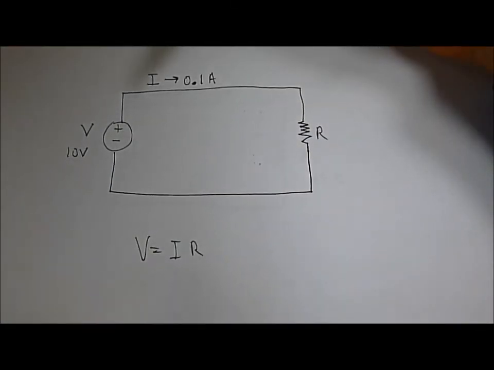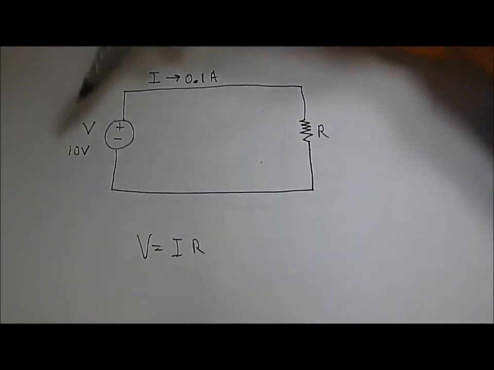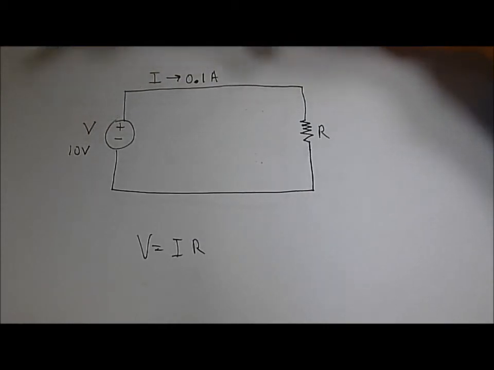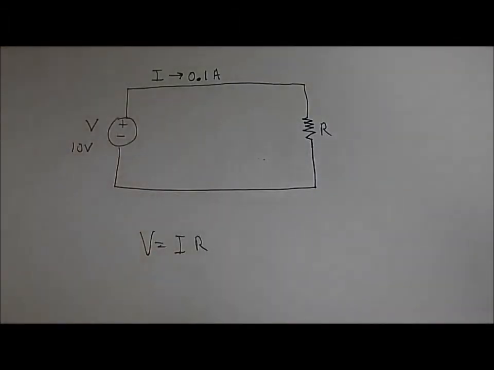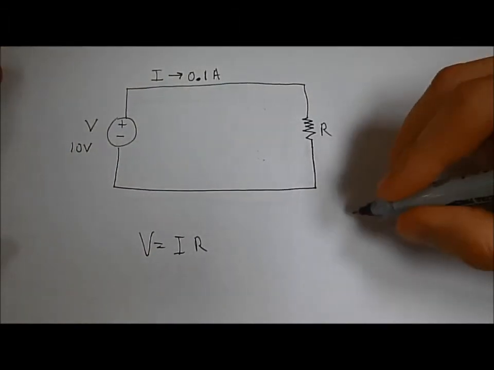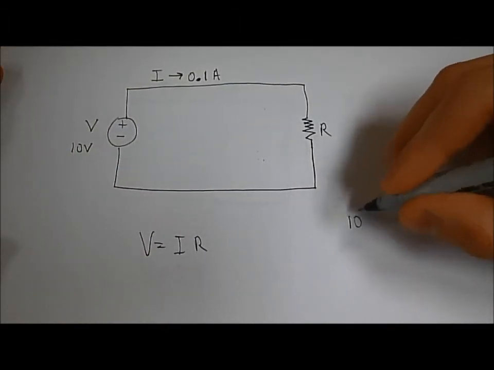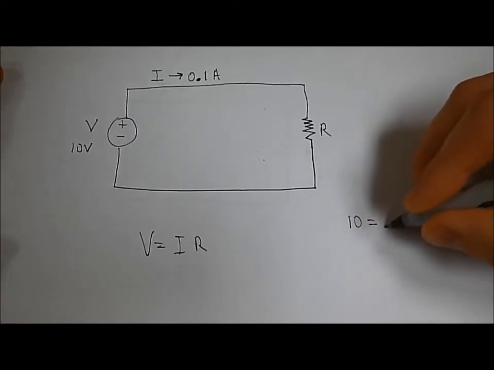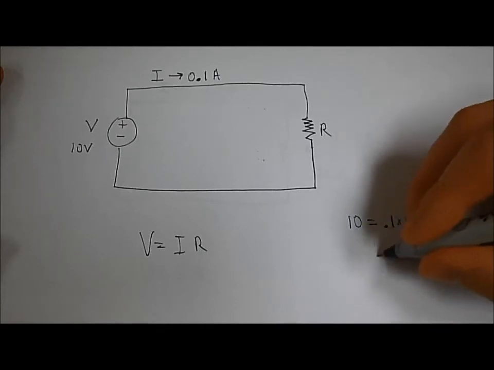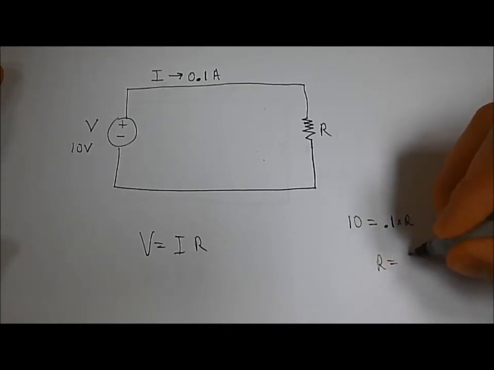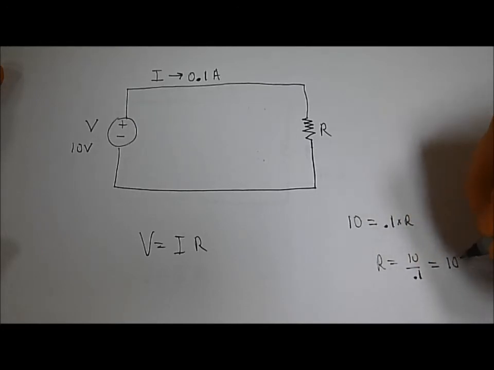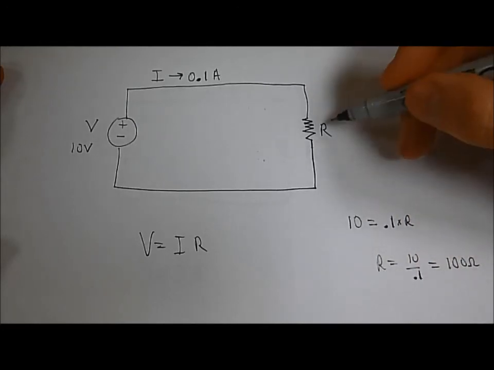Here's another example. Now we have a circuit with a 10 volt voltage supply and an amp meter reading 0.1 amps through the circuit. So let's solve for the resistance. So we have 10 volts is equal to 0.1 amps times R. This leaves us with R being equal to 10 over 0.1, which equals 100 ohms for the resistance of this resistor.